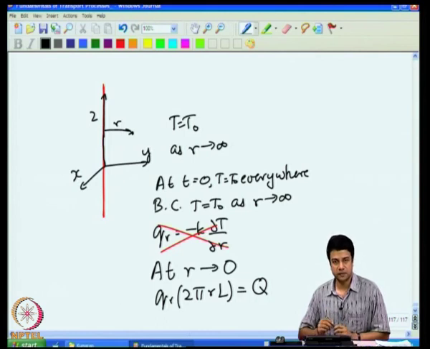Consider the wire to be an infinitesimally thin wire at r equal to 0. In that case, I cannot specify the heat flux itself or the temperature itself at the surface. I have to specify the total heat coming out of the surface. We will see that when we solve this problem.